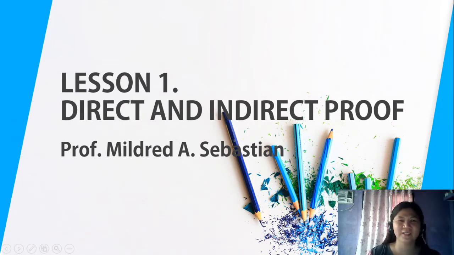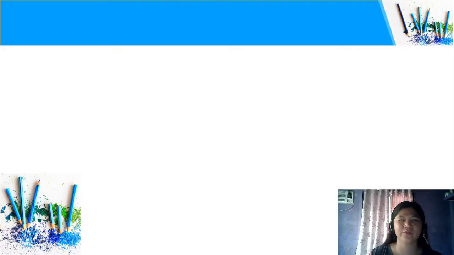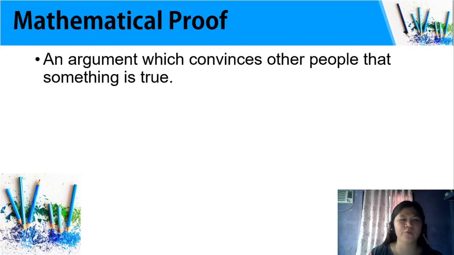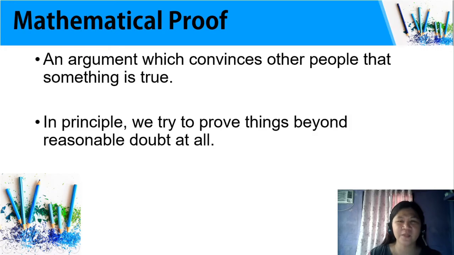Now, we'll be discussing Lesson 1, Direct and Indirect Proof. Okay, let's first define what a mathematical proof is. A mathematical proof is an argument which convinces other people that something is true. In principle, we try to prove things beyond reasonable doubt.